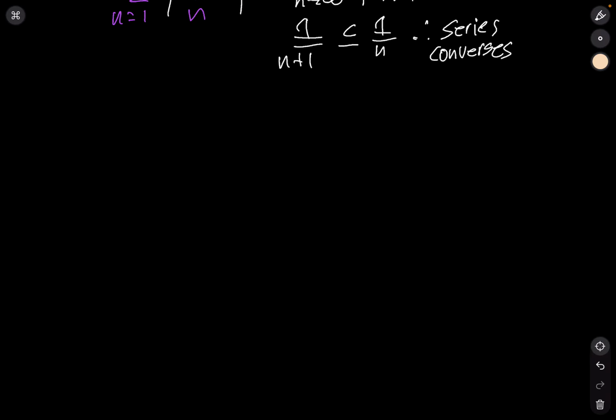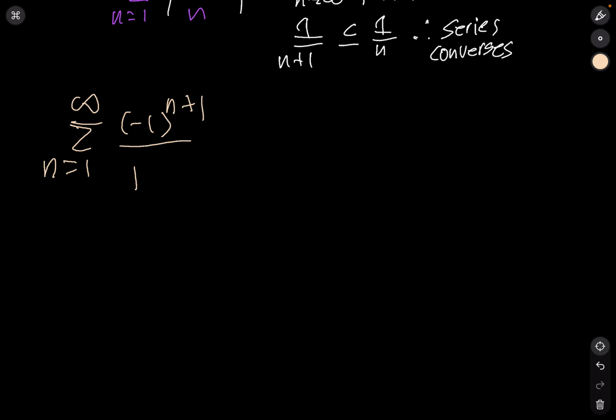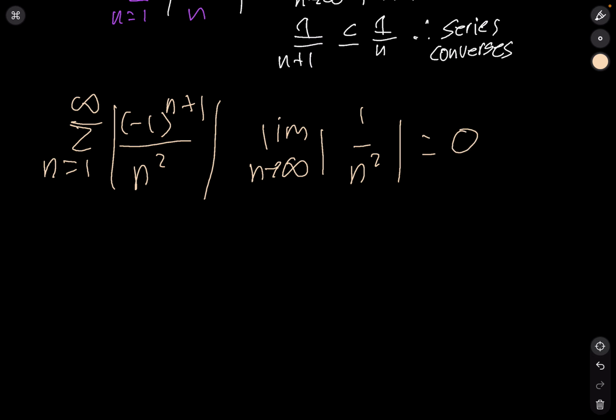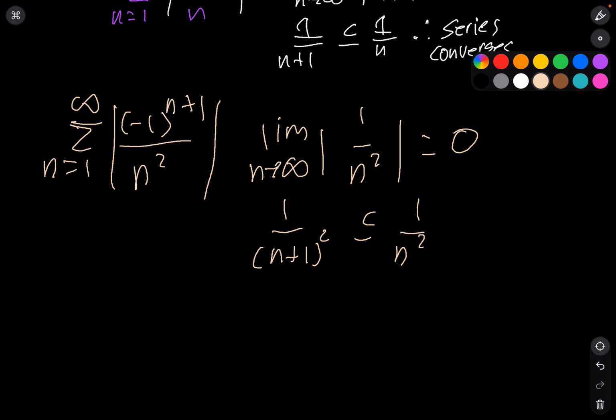And so another example would be the alternating series of (-1) to the n plus 1 over n squared. From here, you take the absolute value, so it'll be 1 over n squared, which goes to 0. And then you can see that 1 over n plus 1 squared is less than 1 over n squared. And so therefore, the series converges.